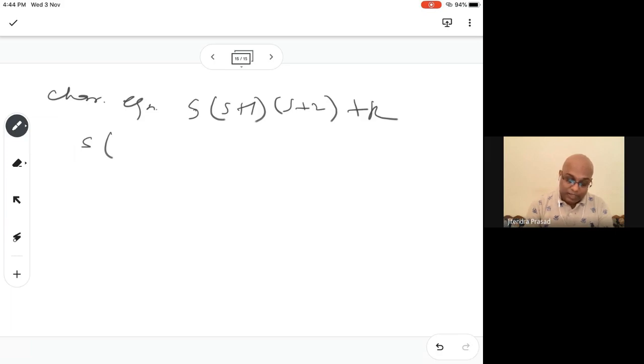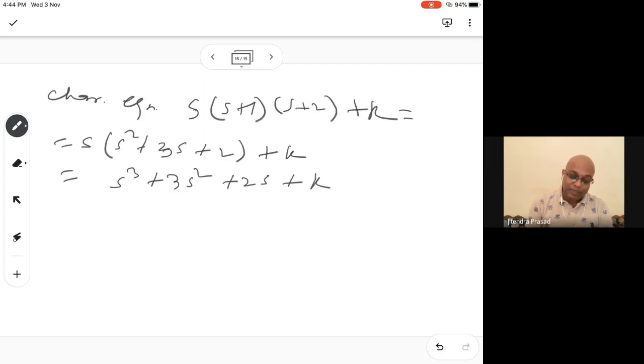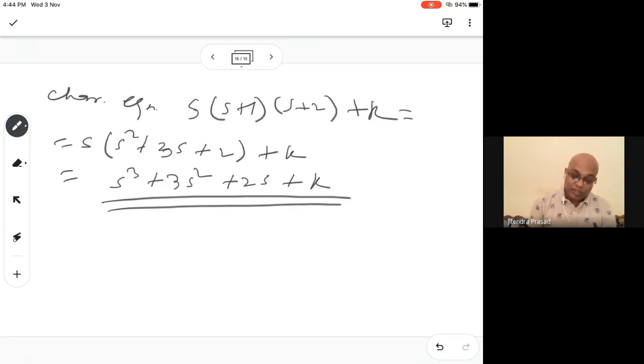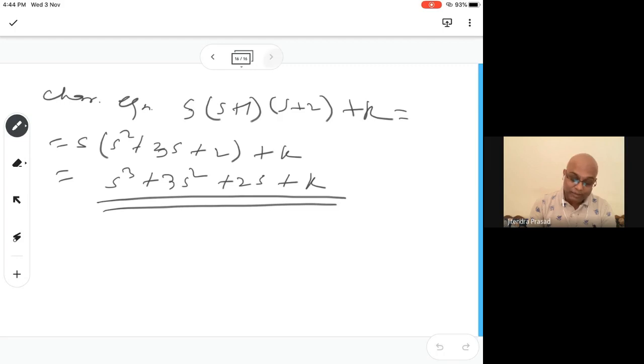We can write in terms like S square plus 3S plus 2, multiplying this, plus K, right? We can write it equal to S cube plus 3S square plus 2S plus K. This is the characteristic equation which we have to use. So let's go on the next page so that we will have space.